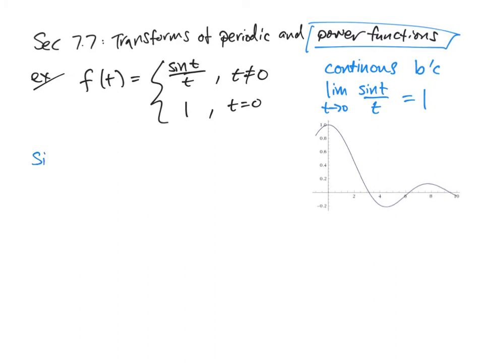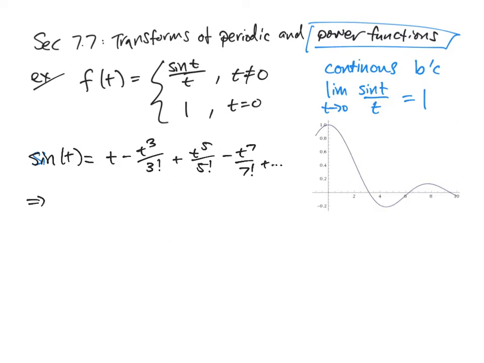So let's think about the fact that sine of t, we can write the Taylor series out, and it equals t minus t cubed over 3 factorial plus t to the 5th over 5 factorial, minus t to the 7th over 7 factorial, etc., etc.